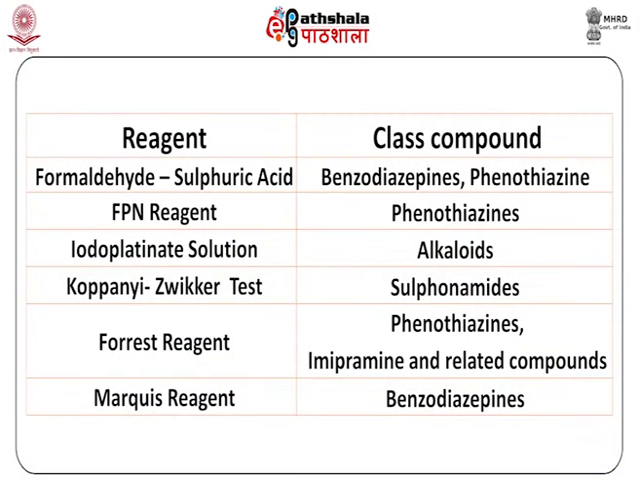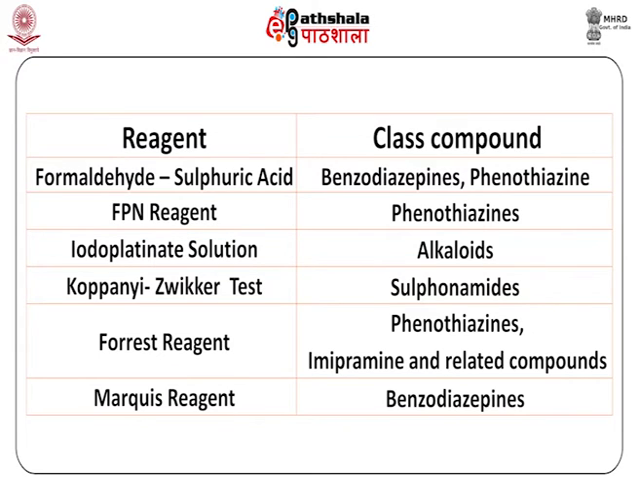Next, we will study the forensic examination, starting with the presumptive or color test. There are several color tests which can be applied to the viscera extract to identify the exact class of drug responsible for death. In this table, in one column we have shown the reagent, and in the second column the class of compounds. Starting with the first reagent, we have formaldehyde-sulfuric acid, and the class of compounds are the benzodiazepines and phenothiazines. For FPN reagent, it is phenothiazines.